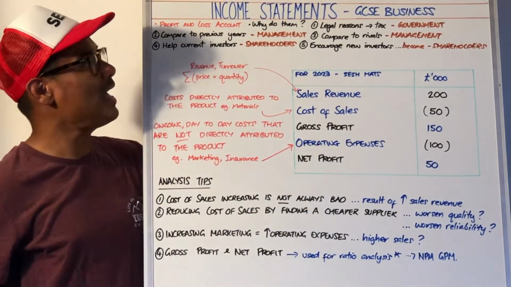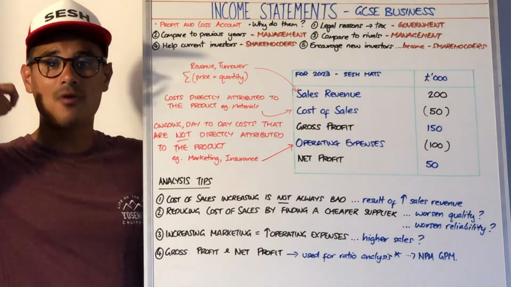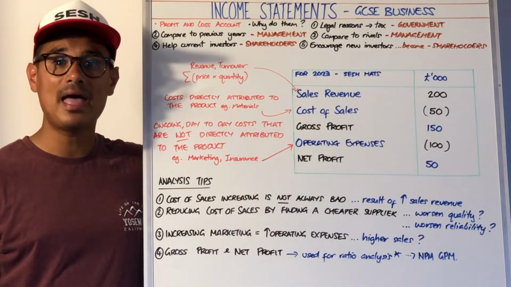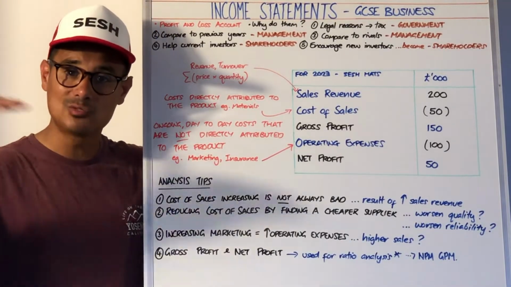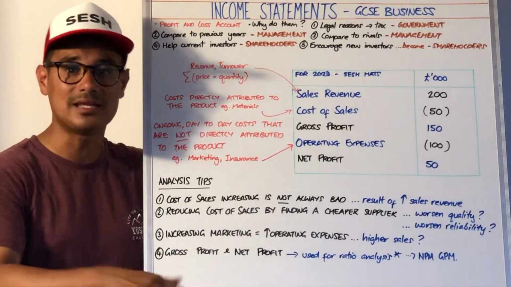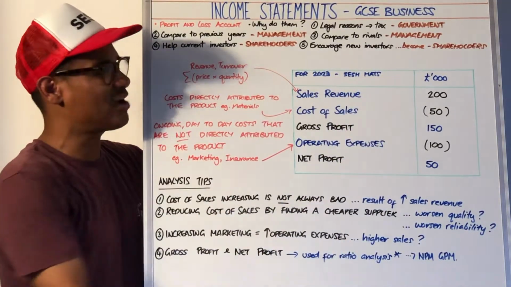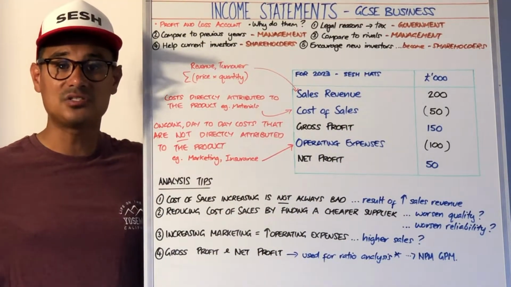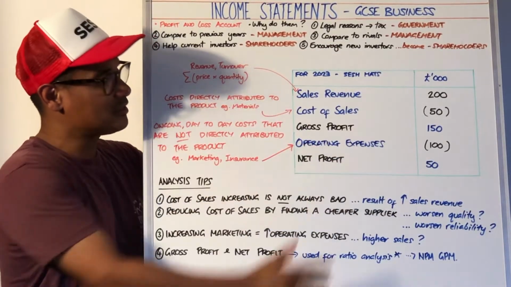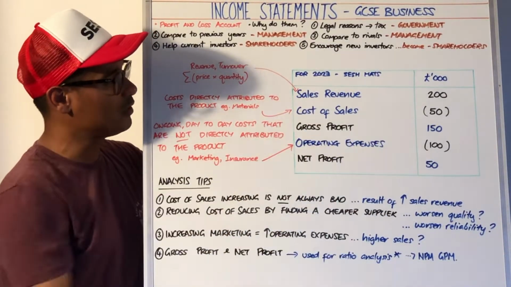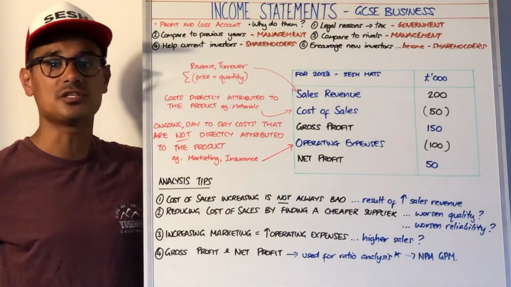Number 2, compare to previous years. Managers will want to compare to previous years of how the business is doing. Is the business evolving? Is the business worsening? If the business is worsening, then management might want to put a strategy in place to try and allow the business to make better profits in the future. And it would be the income statement they look at. Maybe they look at sales revenue increasing that, or cost of sales and reducing that.